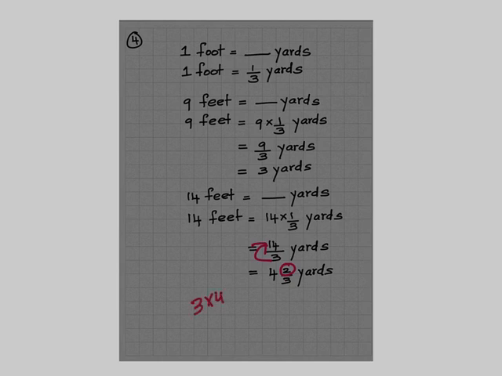So 3 times 4 is 12. So 4 3 goes in 14. So that is how we got this 4. And a 2 remaining. How did we get that 2? Which is 12 and 14. So this is the 2. So that 2 is right here and divided by the denominator, 3. So 14 feet equals 4 2 by 3 yards.